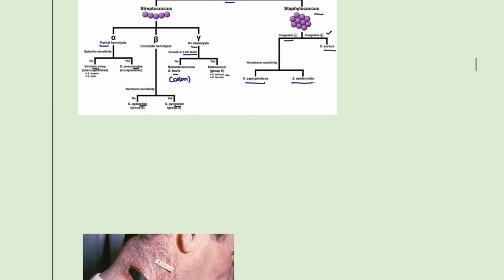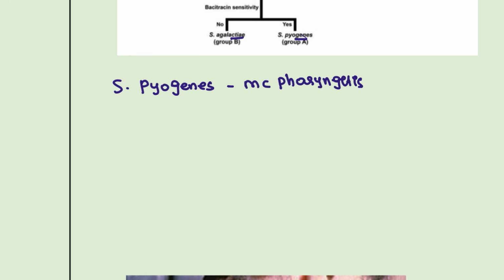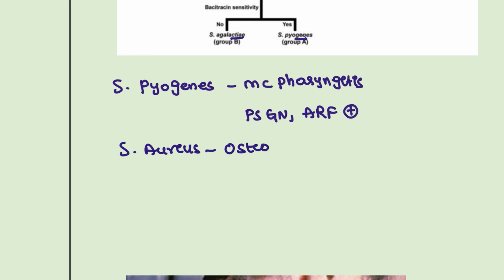Next, moving on to the organisms and their particular causes. So, Streptococcus pyogenes is most commonly associated with pharyngitis. And post-pharyngitis, the complications will be post-streptococcal glomerulonephritis or acute rheumatic fever in the children. Next, Staphylococcus aureus. Staphylococcus aureus is the common pathogen for osteomyelitis.